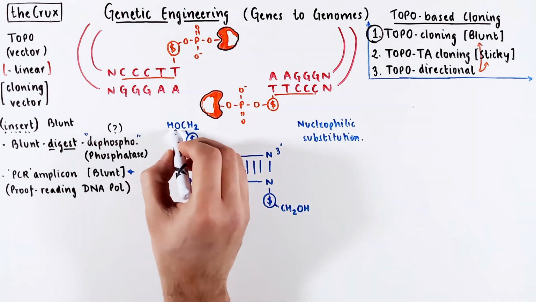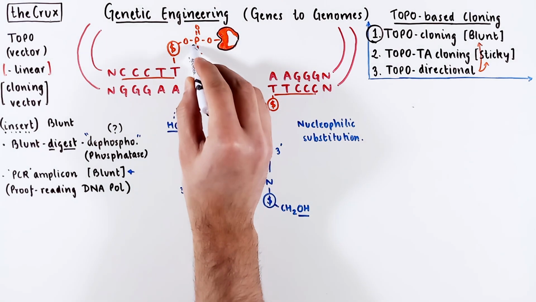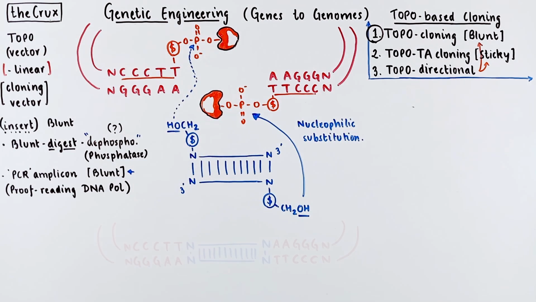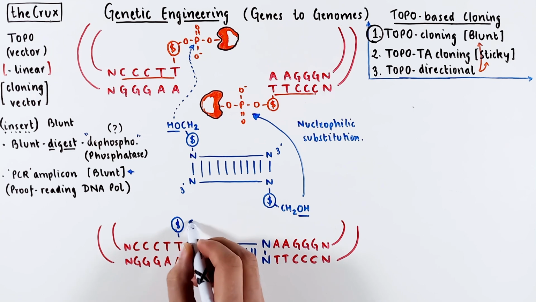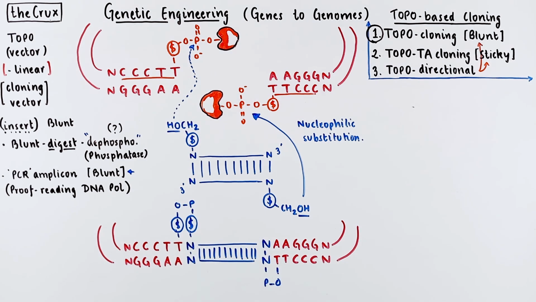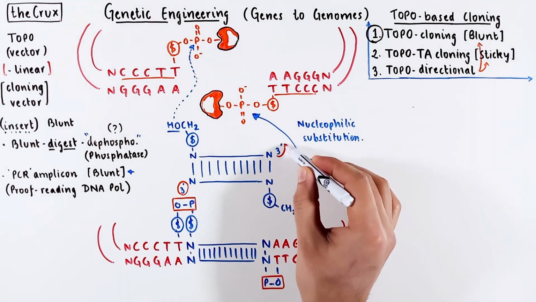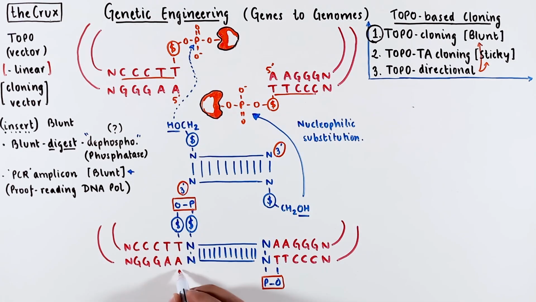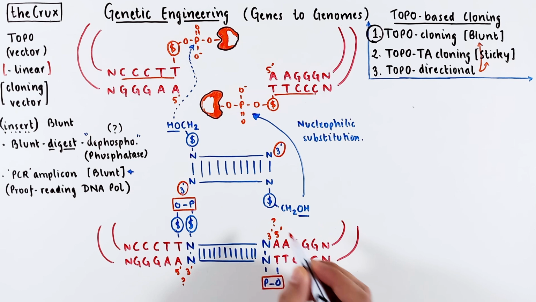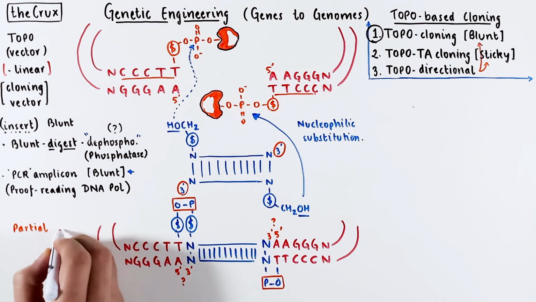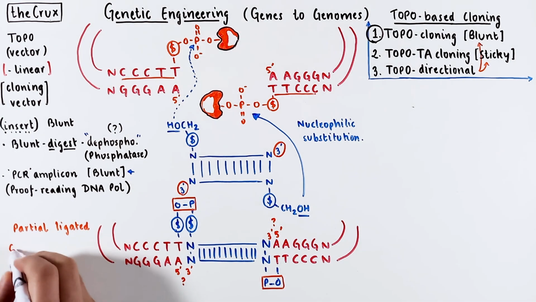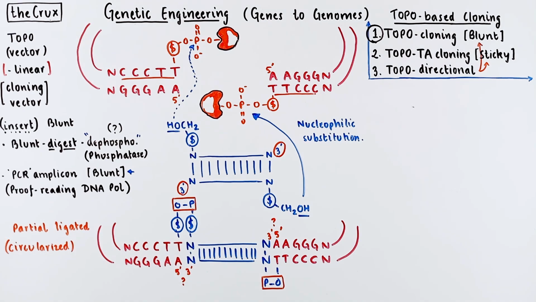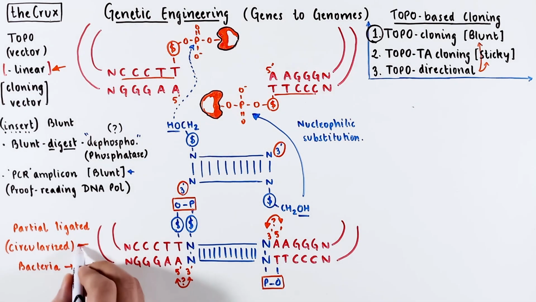The hydroxyl can perform nucleophilic substitution by attacking the phosphate in the vector. The insert will replace the enzyme linkage and the phosphodiester bond is created at both 5' ends of the insert. But wait, we have these two 3' ends and the 5' ends of the vector. They are not yet ligated. So this is a partially closed vector. It is circular but not fully closed. Once inside the bacteria, the remaining nicks can be fixed. So this way, a linear vector can be turned into a circular vector.